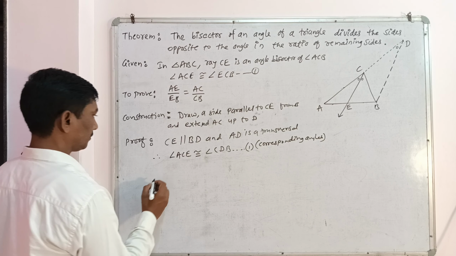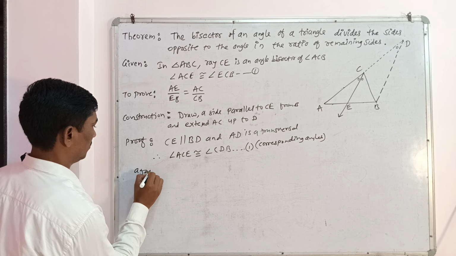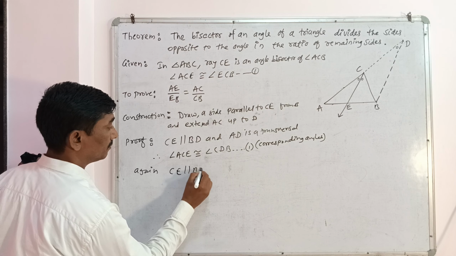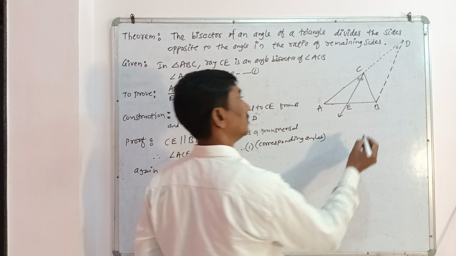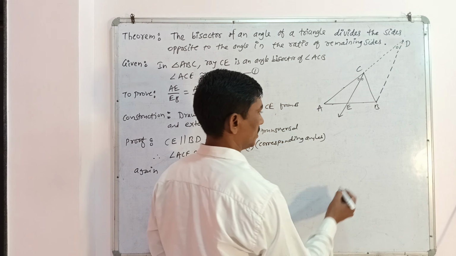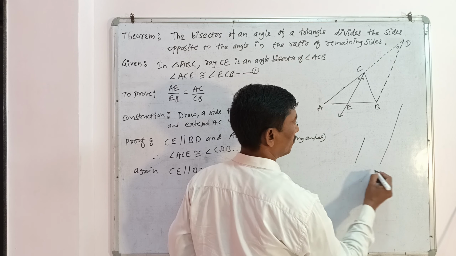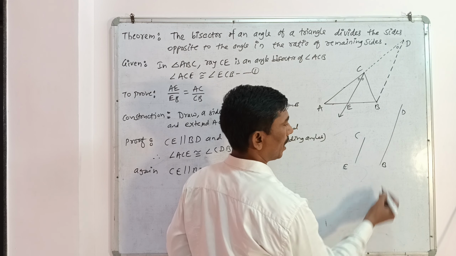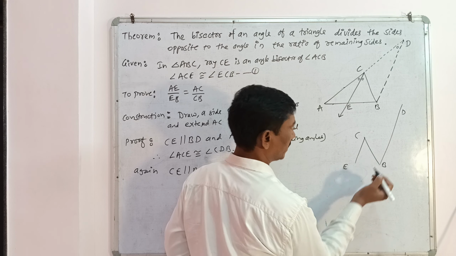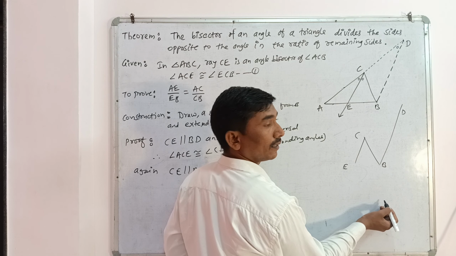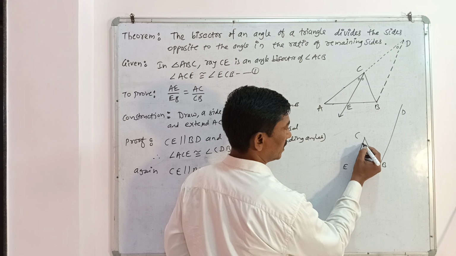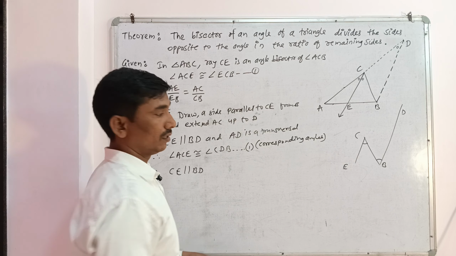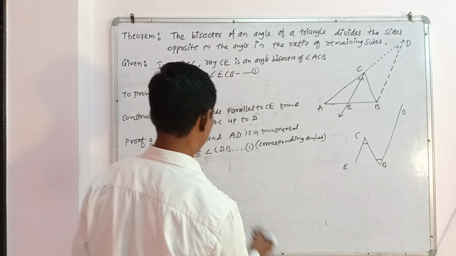Now again, CE is parallel to BD. And suppose I am taking CB as transversal. Now again, I will draw a diagram over here. So this is CE and this is BD. These two are parallel. And if I take a transversal like this, suppose it is CB, then what can I say? I can say that this angle and this angle are congruent, isn't it? Why? Because they are alternate angles.